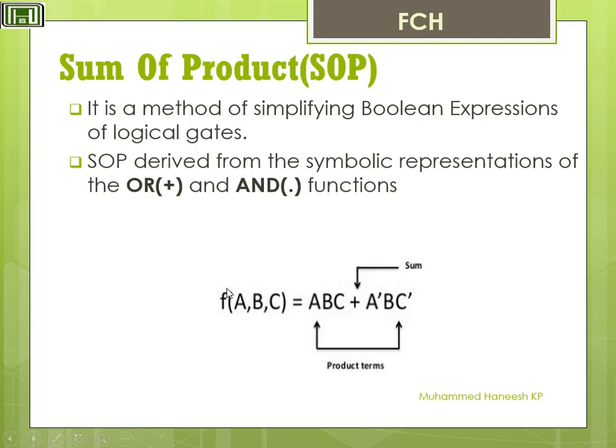See this function, f of a, b, c equal to abc or a complement b c complement. Here we note that abc is a product, and also a complement b complement c complement is a product. Now we are adding abc and a complement b c complement, that is called sum of products.